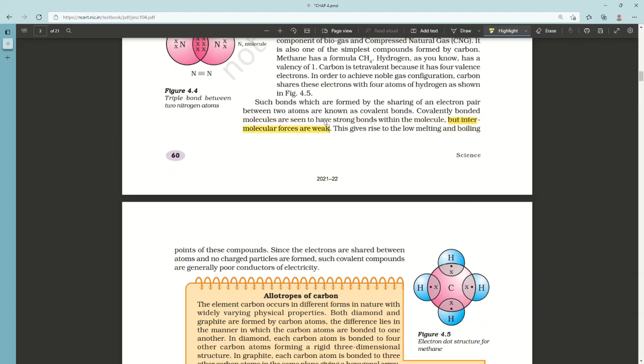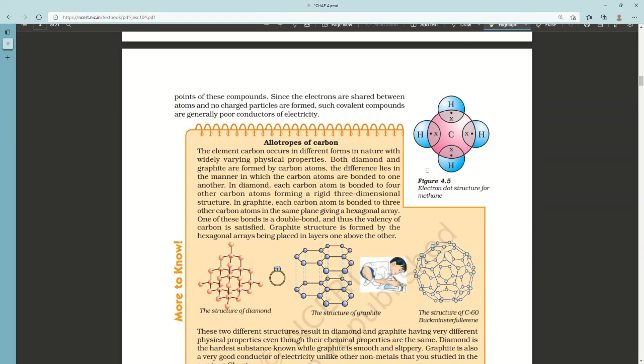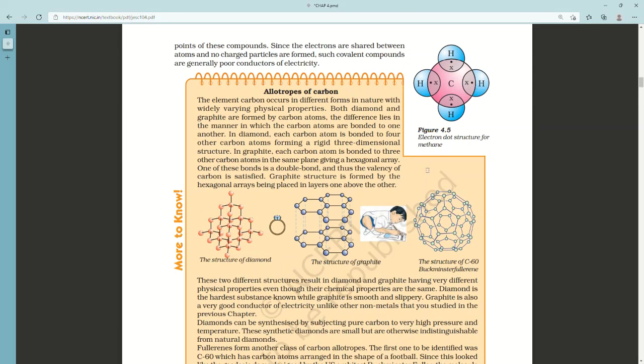Fullerenes form another class of carbon allotropes. The first one to be identified was C60, which has carbon atoms arranged in the shape of a football. Since this looked like the geodesic dome designed by the US architect Buckminster Fuller, the molecule was named fullerene.